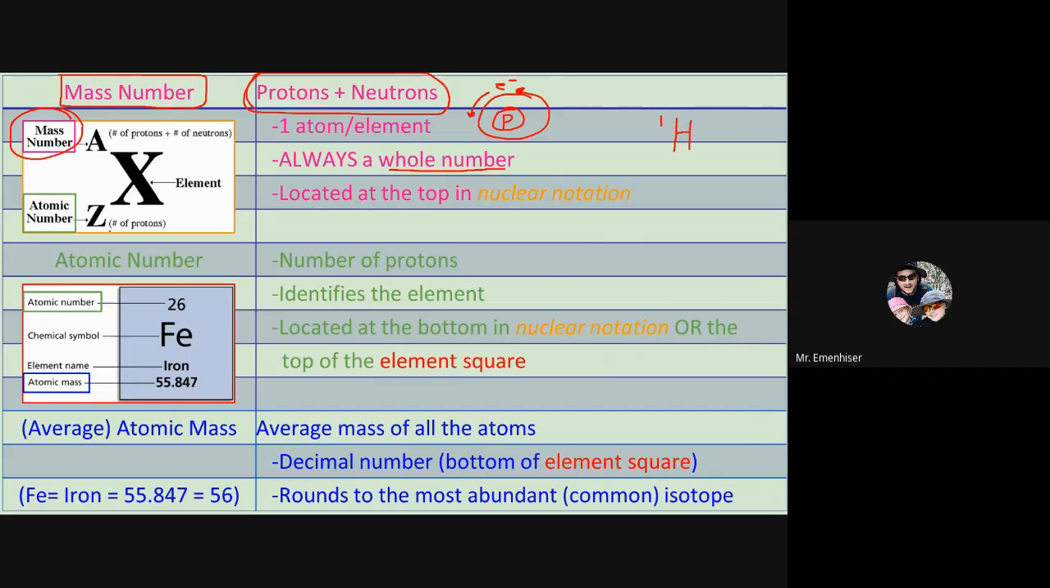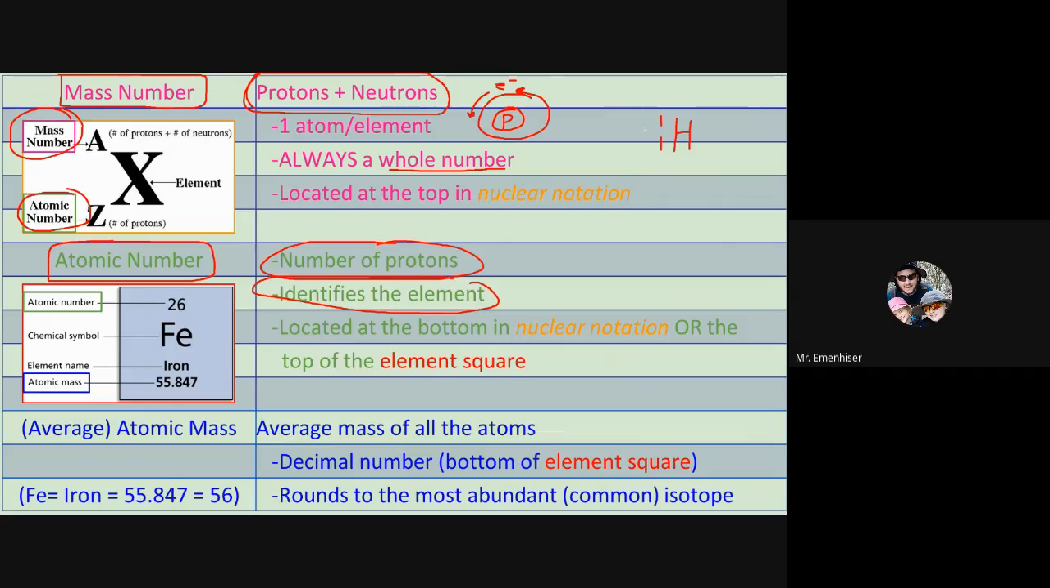Now, let's look at atomic number. Atomic number is the number of protons. It tells us what element it is. It identifies the element. So hydrogen is an atom that has 1 proton. That's why we call it hydrogen. Helium is element 2. That means that any atom with 2 protons is helium. Okay? The atomic number is located in the bottom left of the nuclear notation. So this is the atomic number here. And so the atomic number of hydrogen would be 1, and so we would put a 1 there.